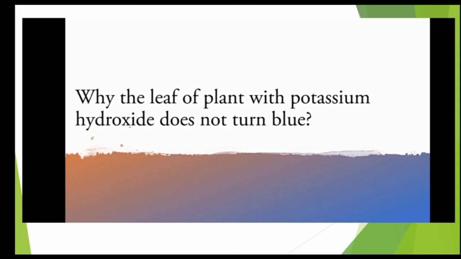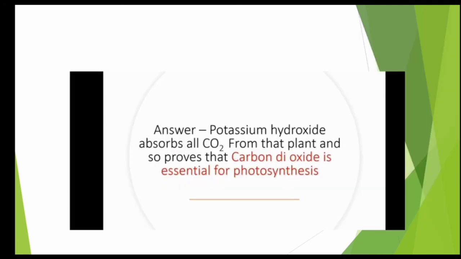Now the question arises, why does the leaf of the plant with potassium hydroxide not turn blue? And the answer is, potassium hydroxide absorbs all the CO2 from that plant, and so this proves that carbon dioxide is essential for photosynthesis.